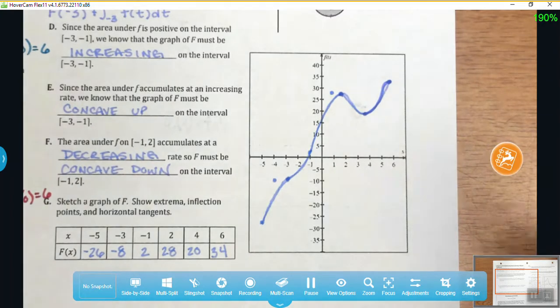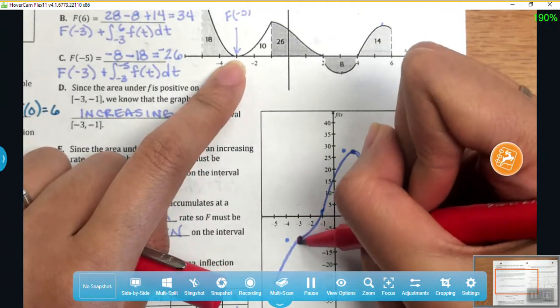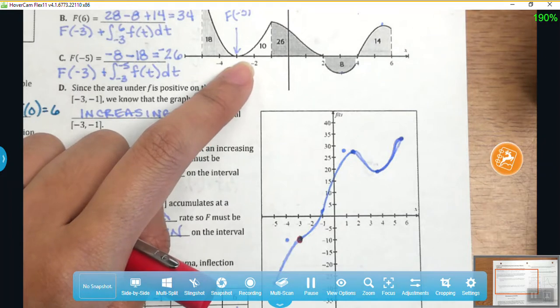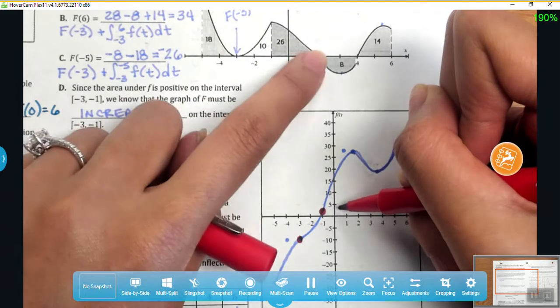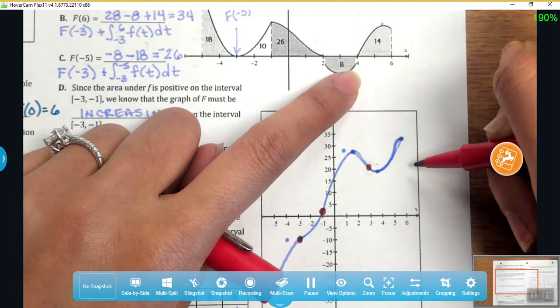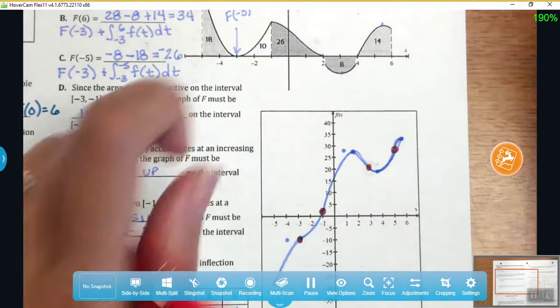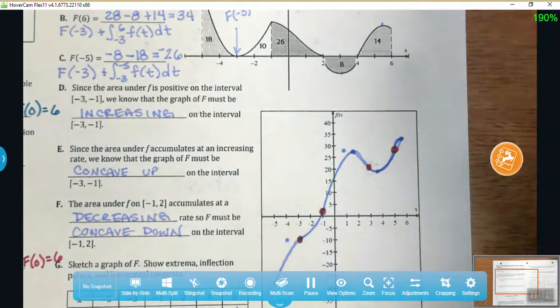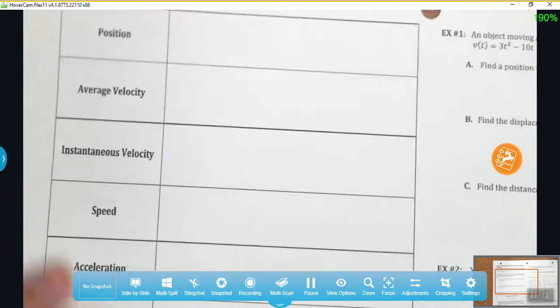Physics. We have an inflection point at -3, right? We have an inflection point at -1. We have an inflection point at 3. And we have an inflection point at 5. Because that's where you reach maximums and minimums on the first derivative.